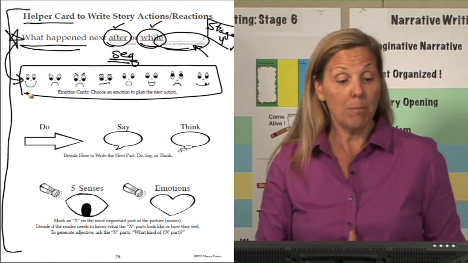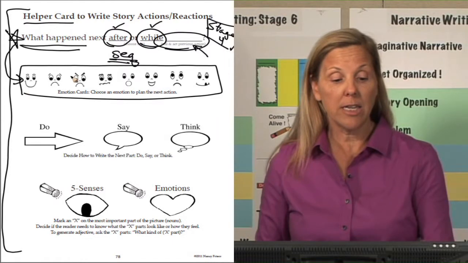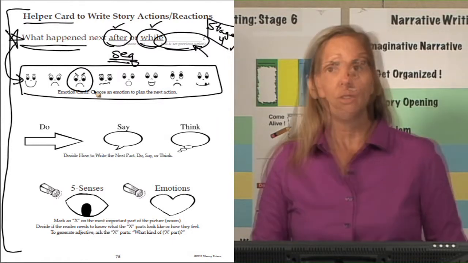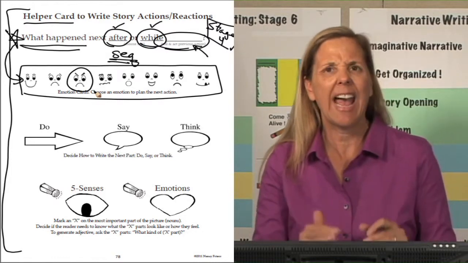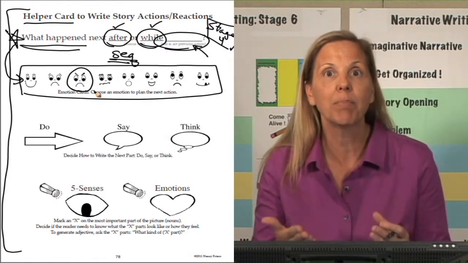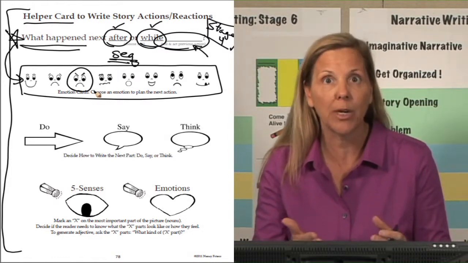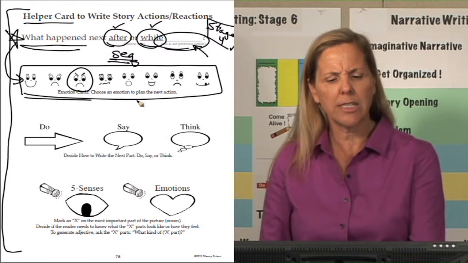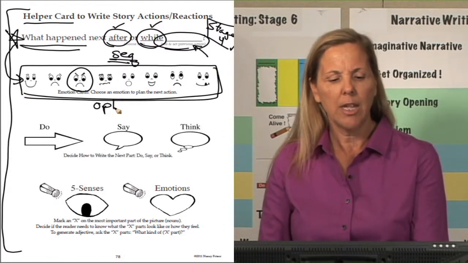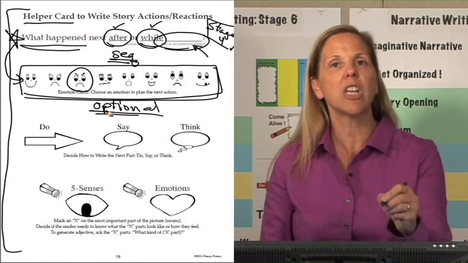Like for instance, maybe something happened that made the cat angry. So then we would say, what happened next while the cat climbed up the tree? Something made the cat angry. And at that point, we can come up with an idea. So this emotion section here is optional. If students already have an idea, you don't need to think of an emotion to help them get there.